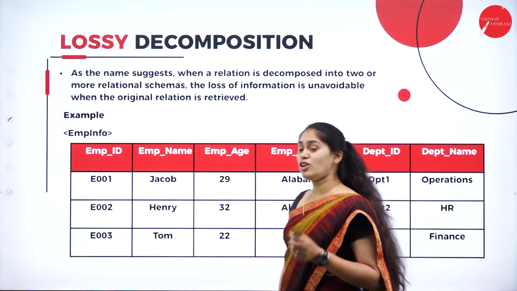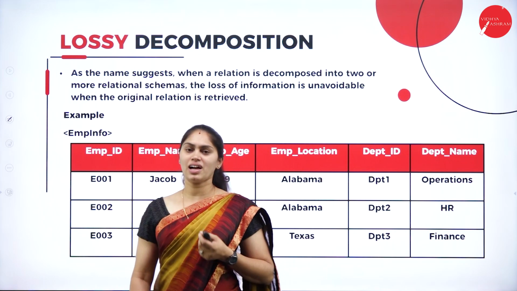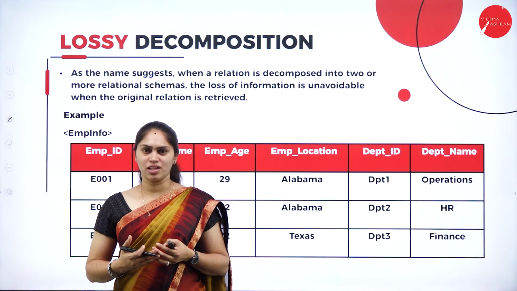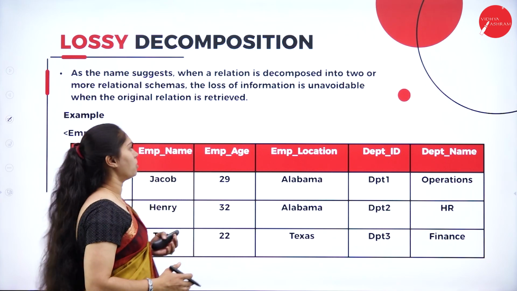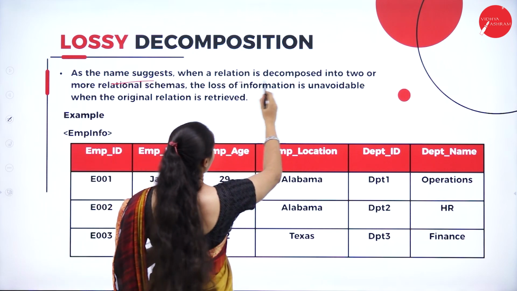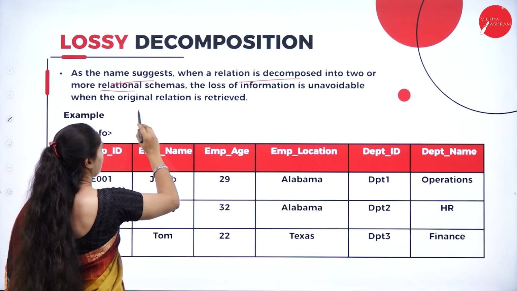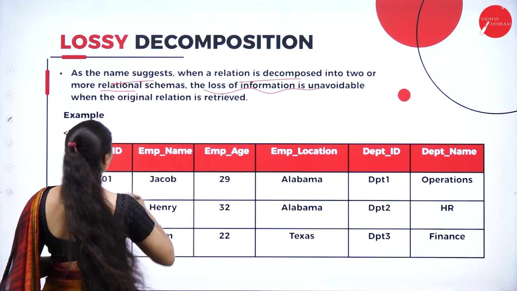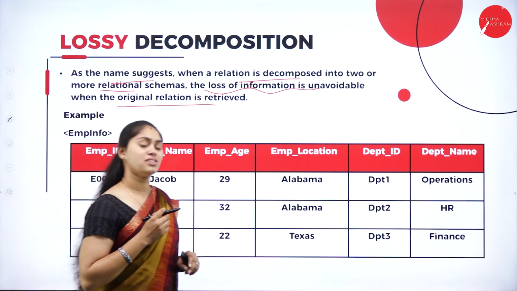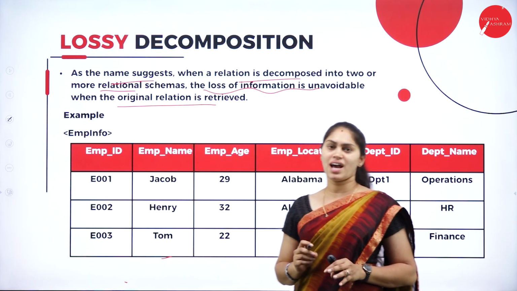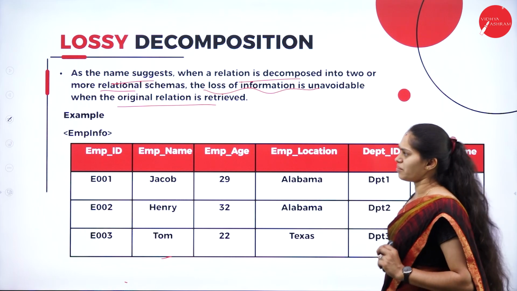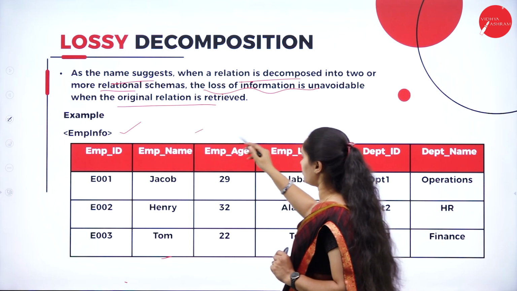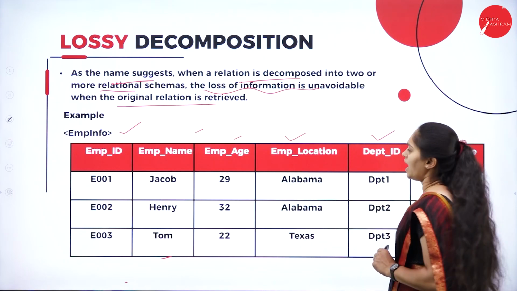Next is what? We have lossy decomposition. We got to know about lossless: though decomposition is taking place, we are not losing any of the information. But when it comes to lossy decomposition, as the name suggests, the relation is decomposed into two or more relation schemas, and the loss of information is unavoidable when the original relation is retrieved. Then we can say that kind of decomposition is lossy decomposition. Take the example here. Here we have an employee info table that comprises employee ID, name, employee age, location, department ID and department name.